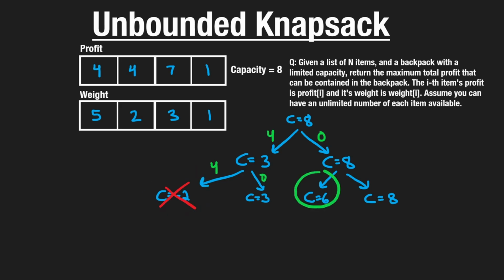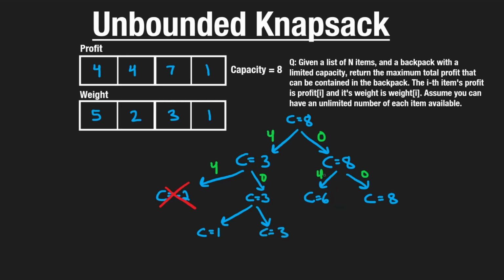0 here. Here we chose the second item, which had a profit of 4 as well. So we got a 4 here. Here we skipped it. We got 0. So here we're going to choose the second item. It will leave us with a capacity of 1 because that item has a weight of 2. Here we would choose to not include that item. Our capacity would stay 3.